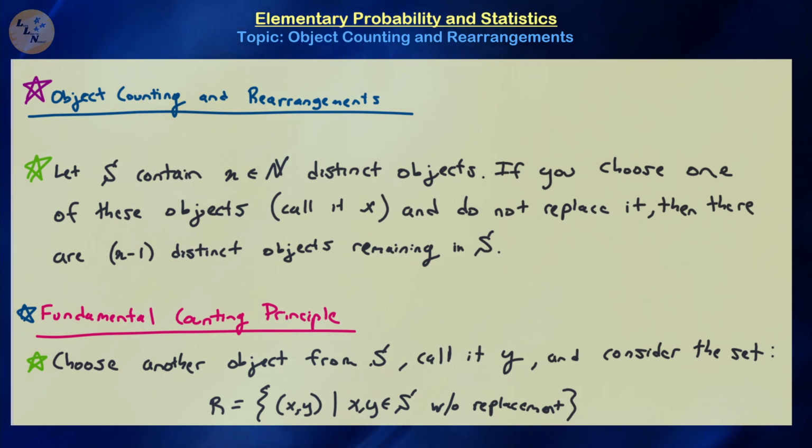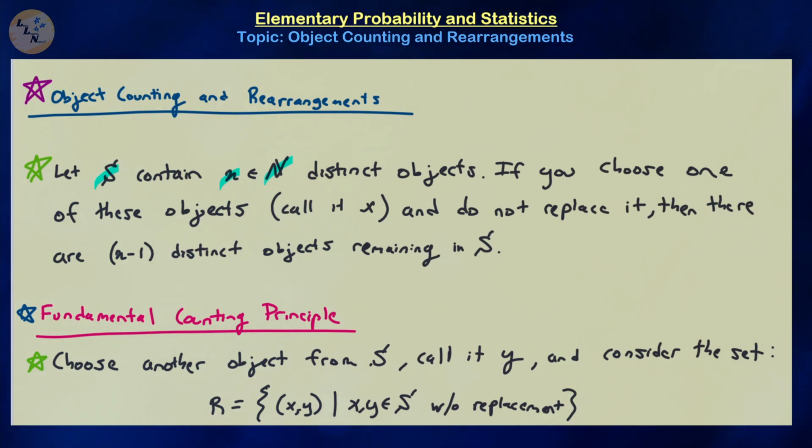In this video we're going to be focusing on object counting and rearrangements of objects, whether they be distinct or not. So let's begin with a very easy to understand scenario. Let us assume S is a set that contains little n objects. And let's also assume that this little n is of course a natural number, so that's what that fancy N represents. So 1, 2, 3, 4, 5 million or even higher.